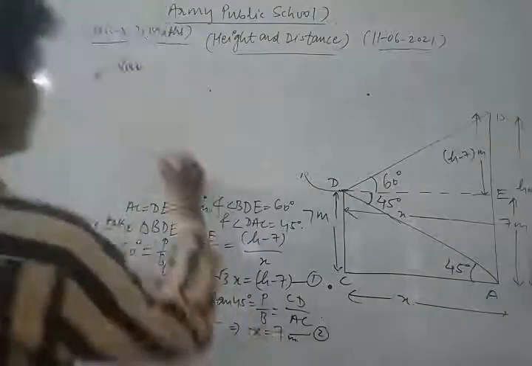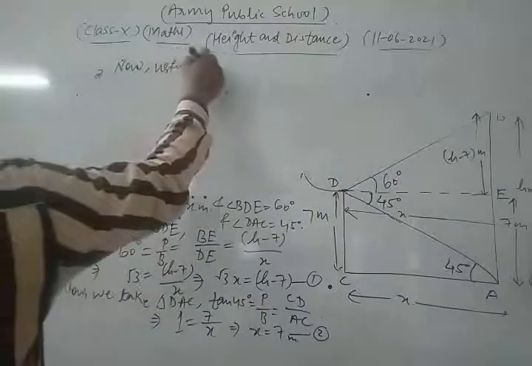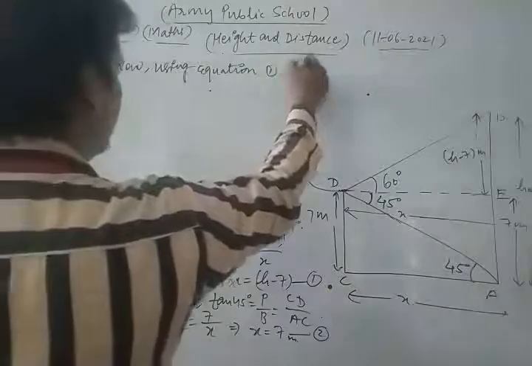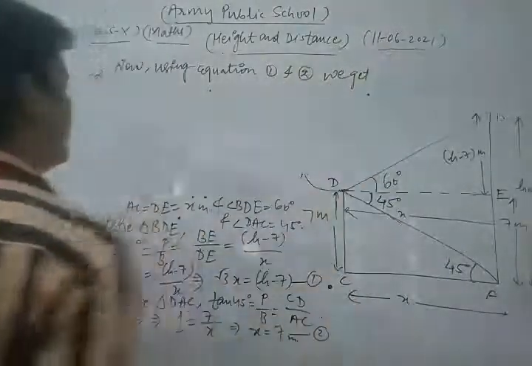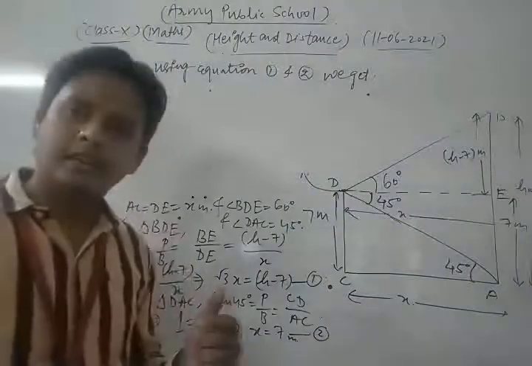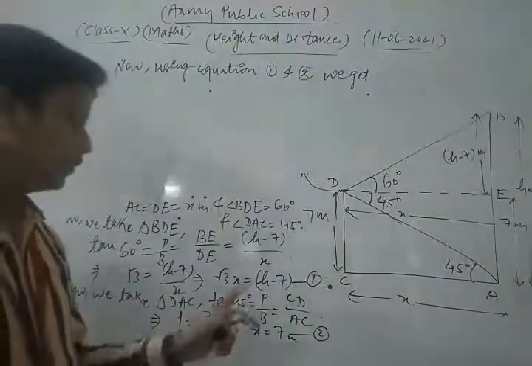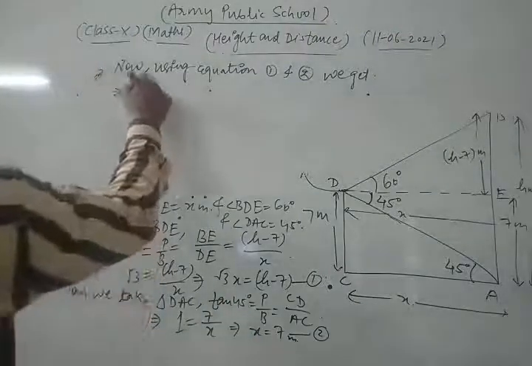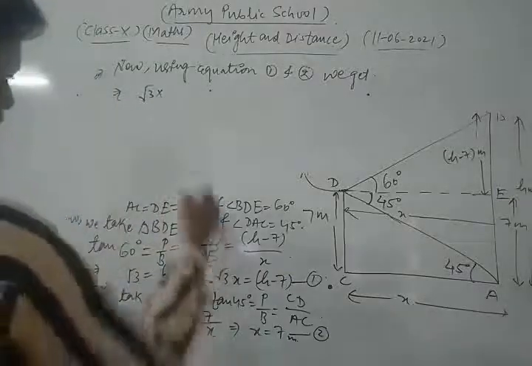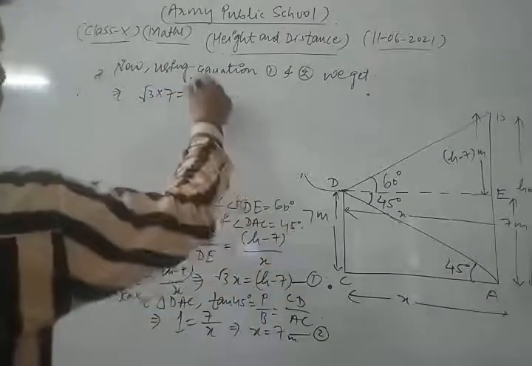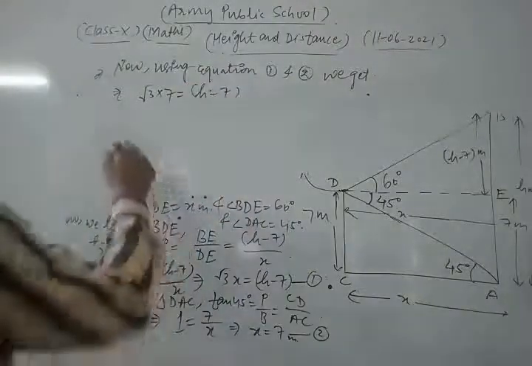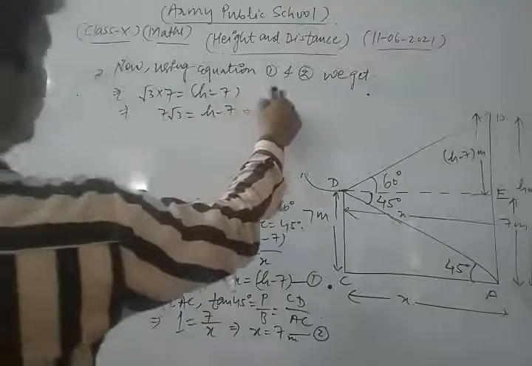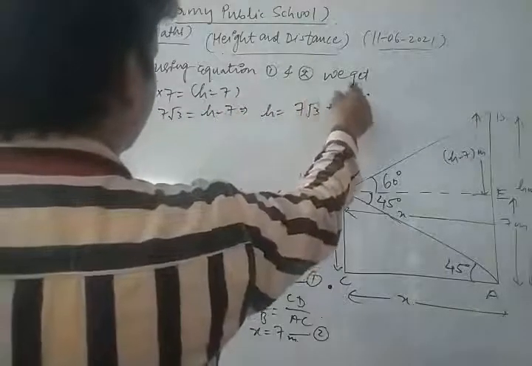Now using equation 1 and 2 we get... Now dear student, using equation 1 and 2, now we put the value of x in that equation. So that is under root 3 into the value of x, which is 7, is equal to h minus 7. So we get 7 under root 3 is equal to h minus 7. So h is equal to 7 under root 3 plus 7.